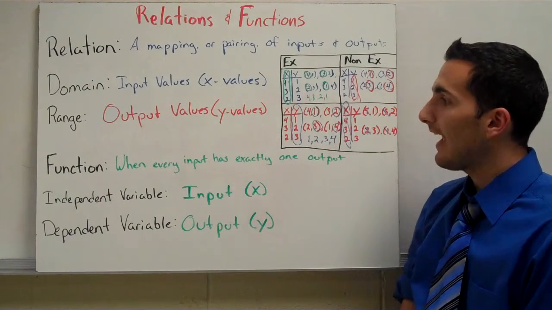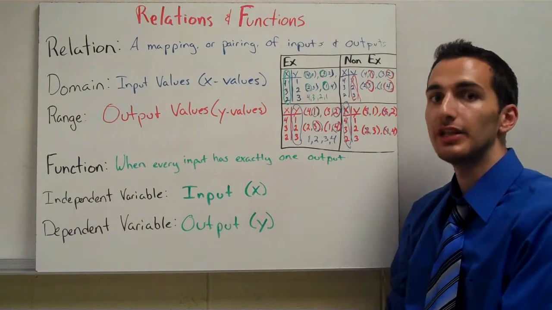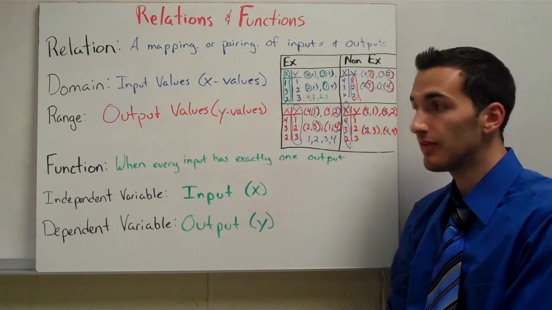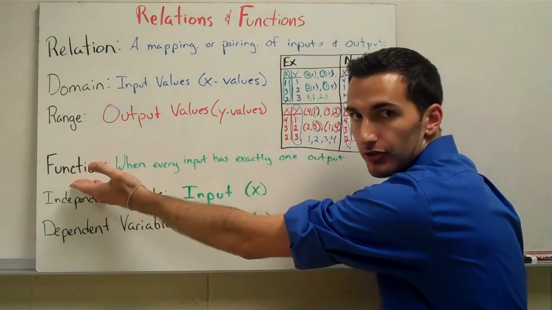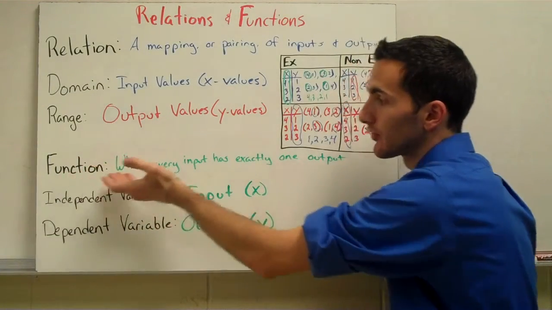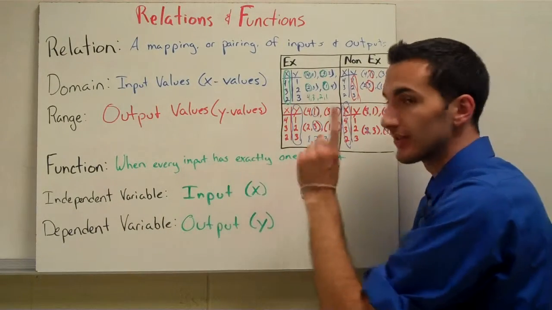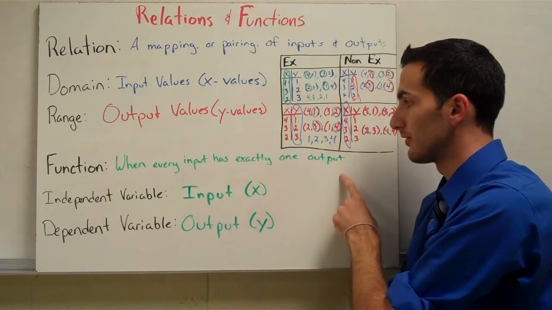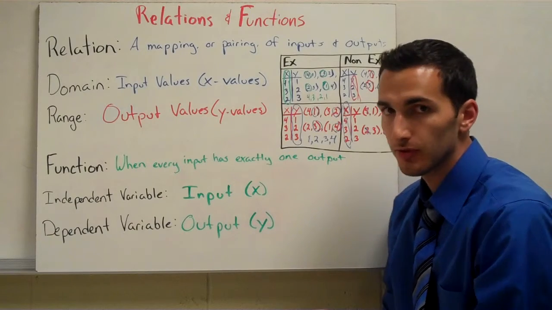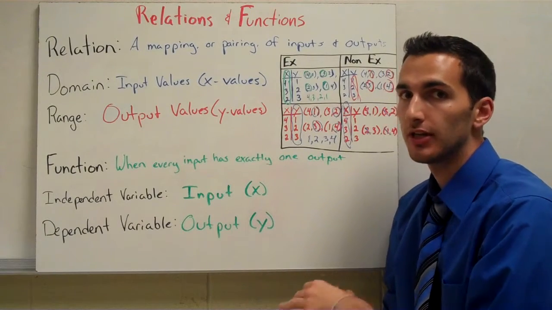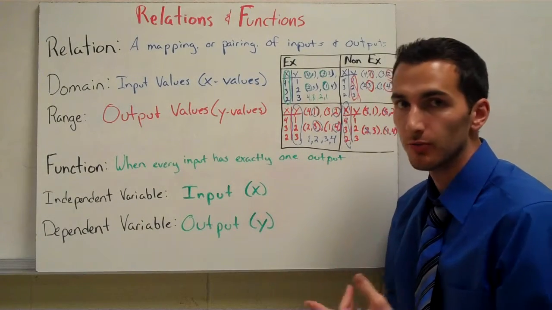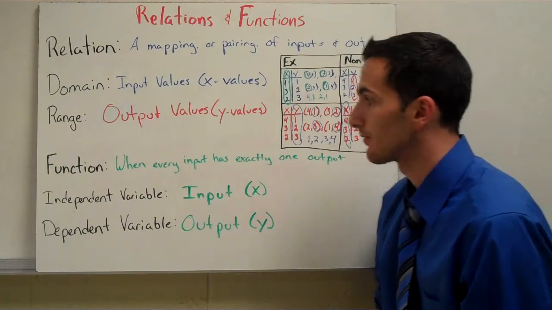If we have inputs and outputs, and every input has one output, then we have what's called a function. A function is when every input has exactly one output. It cannot have more than one output. If it has more than one output, it is not a function. We'll get a little bit more into that in about a minute.